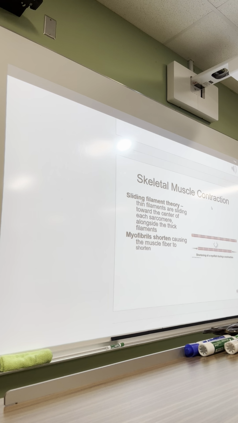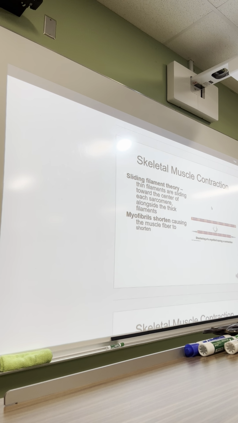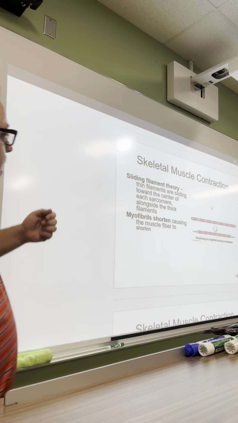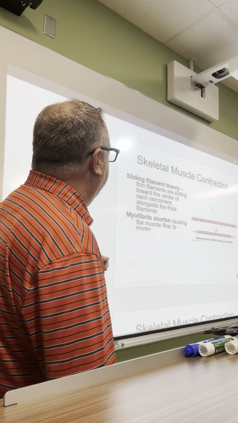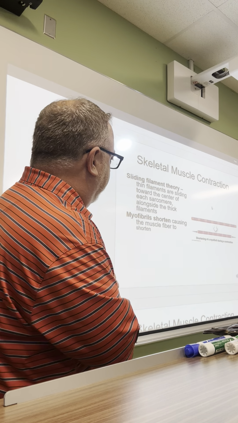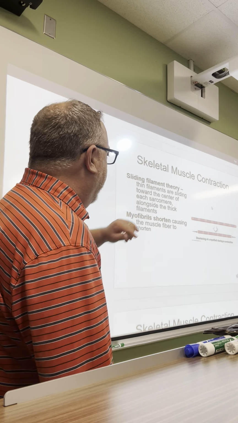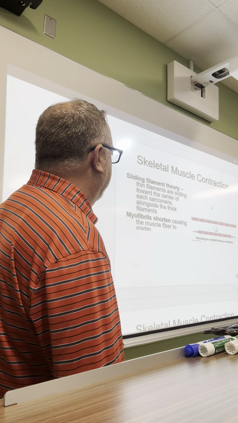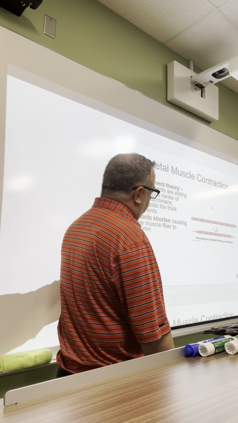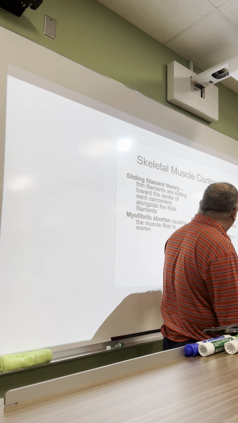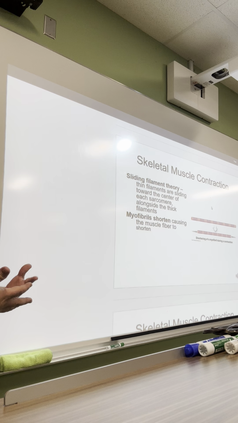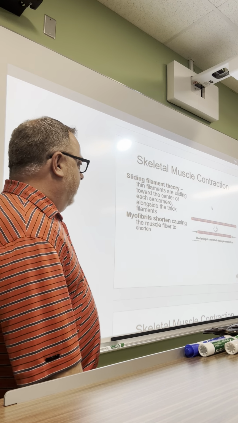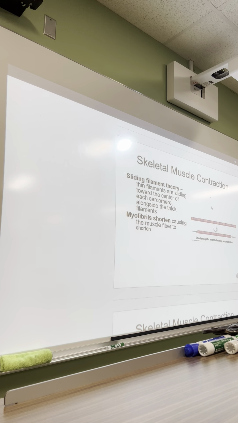As we kind of move on just a smidge further, this tells us just a little bit more about that process as we spoke about. So the sliding filament theory basically says the thin filaments are sliding towards the center of each sarcomere along the thick filaments. It's ultimately what we just spoke about. The myofibrils will shorten, causing the muscle fiber itself to shorten. And those are those two pieces that we saw before about those interactions with that myofibril in its relaxed state. And then on the bottom, we see it in its contractile state.